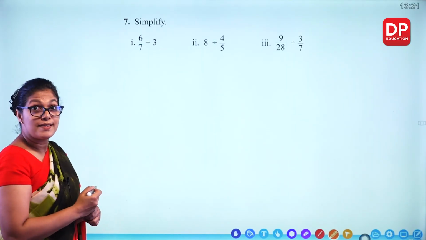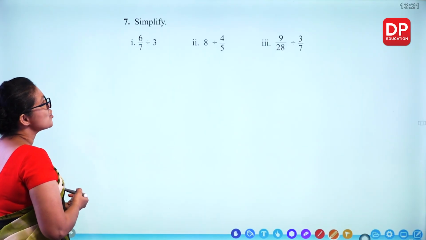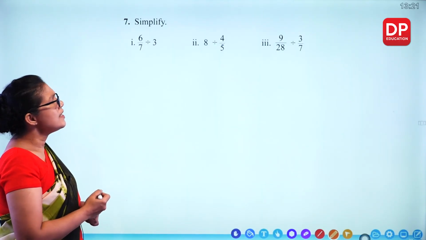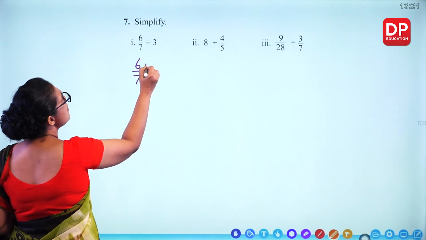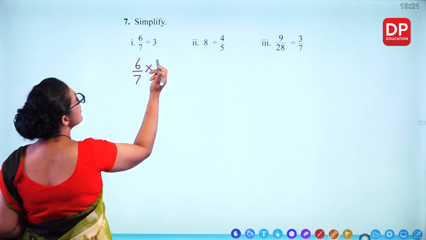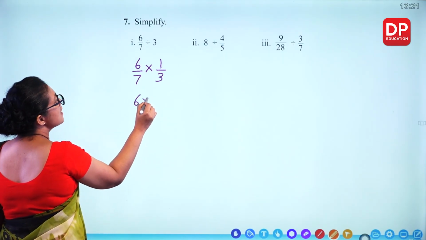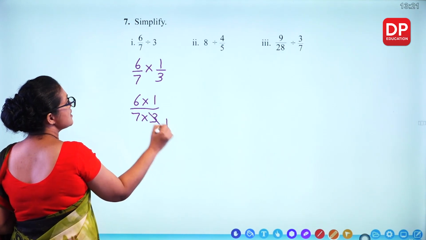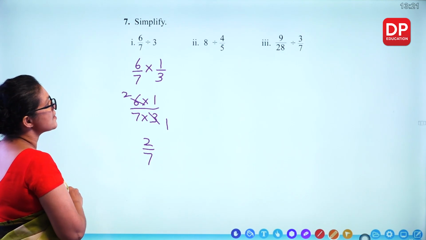Simplify. Now this is fraction division. So what you do? Fraction division you can convert to multiplication by taking its reciprocal. So 6 over 7 multiplied by the reciprocal of 3, 1/3. Multiply the numerator separately, denominator separately. 3 times 1, 3 times 2. The answer is 2 sevens.